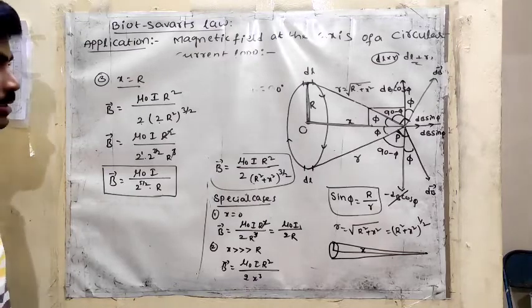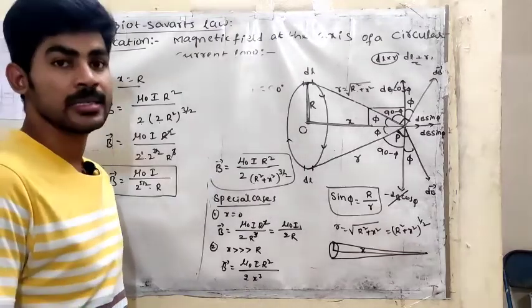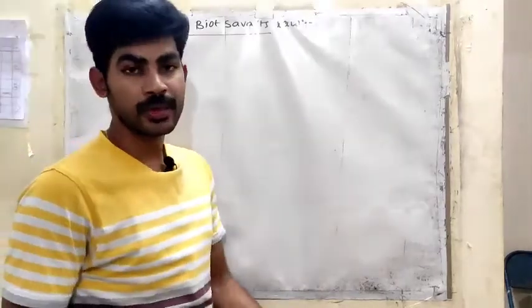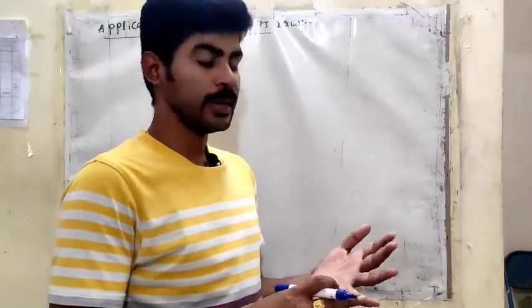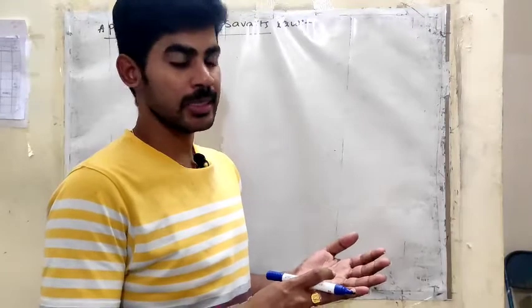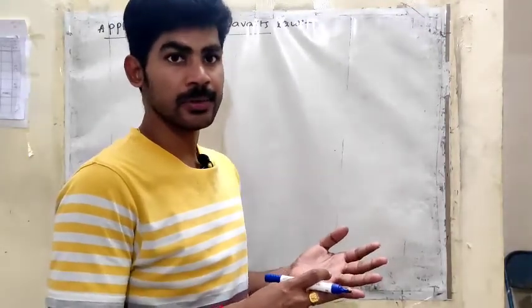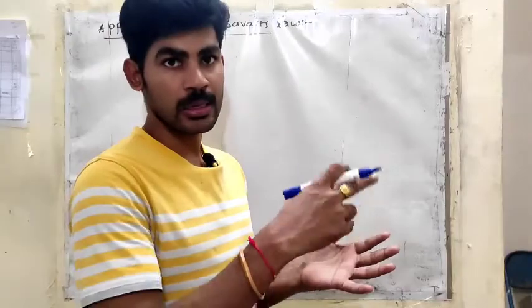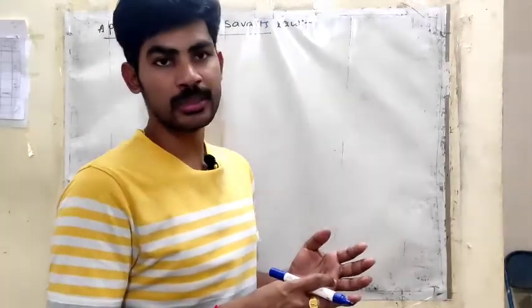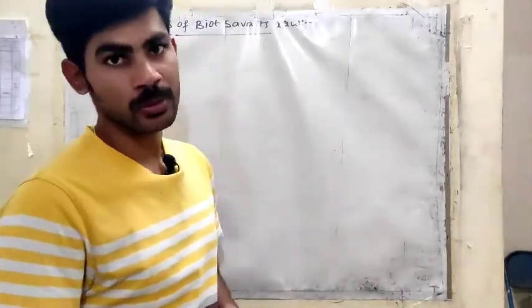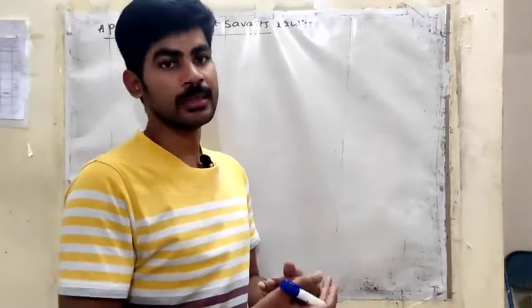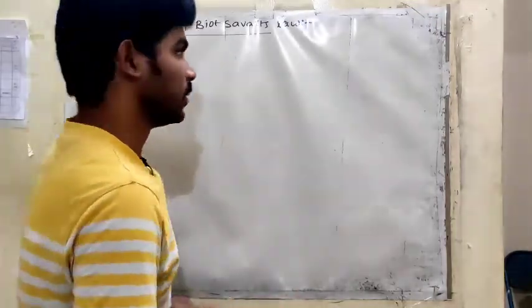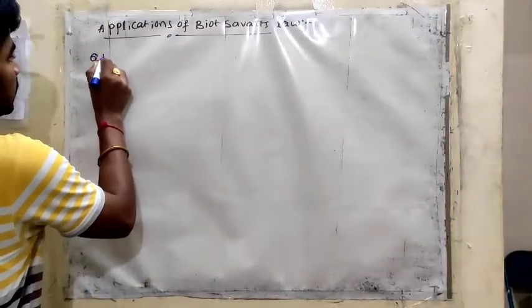So these are the special cases of the magnetic field at the axis of a circular loop. Applications of the Biot-Savart's law: in previous videos we already discussed Biot-Savart's law. First application, magnetic field due to a straight current carrying conductor; second one is the center of a current carrying loop; and third application, axis of a current carrying loop. Next, how we can calculate the magnetic field at the center point for different shapes of conductors, we can see now. Okay, so question number 1.